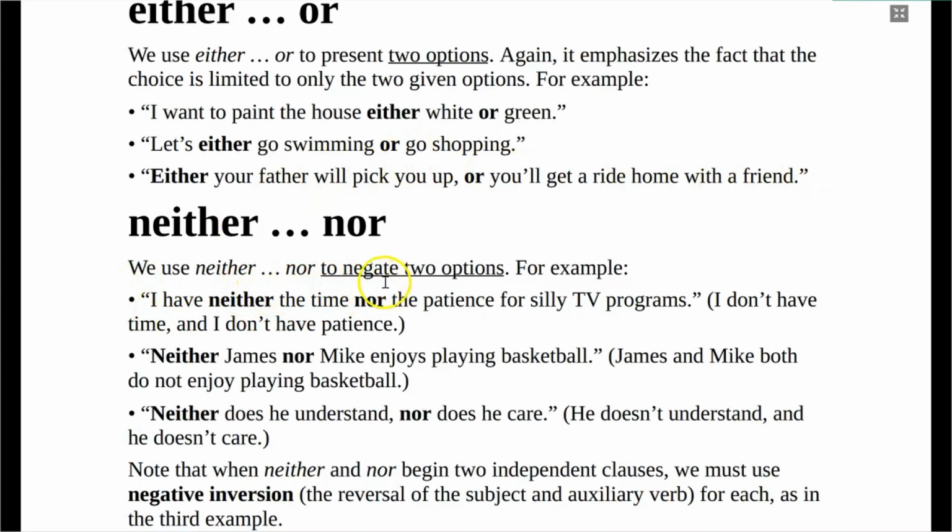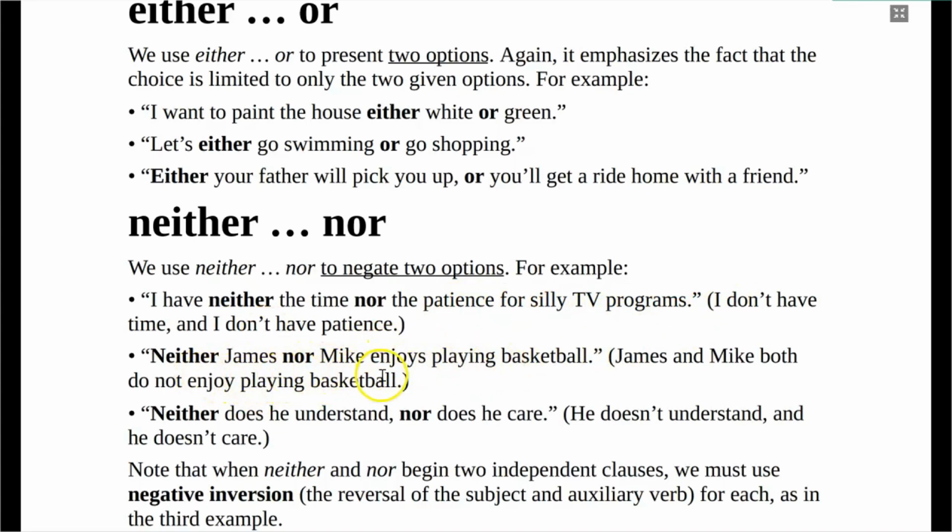Neither nor. Now we use neither nor to negate two options. The negative is that you do not have the two options. You understand? But either or means you have the two options. It presents the two options. I have neither the time nor the patience for silly TV programs. It means I don't have the time and I don't have the patience.